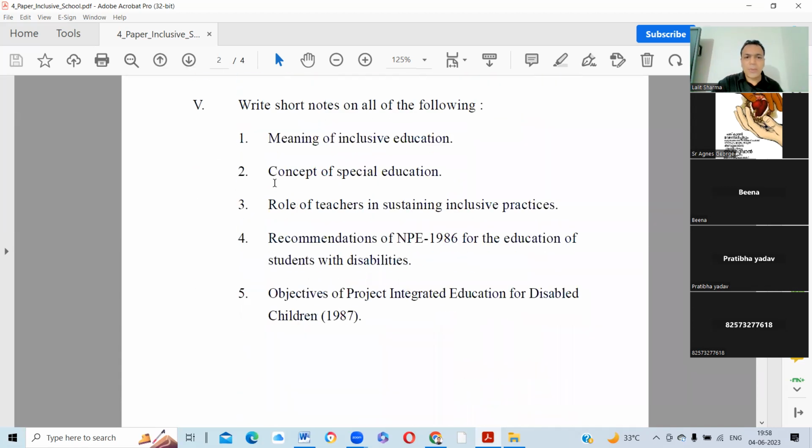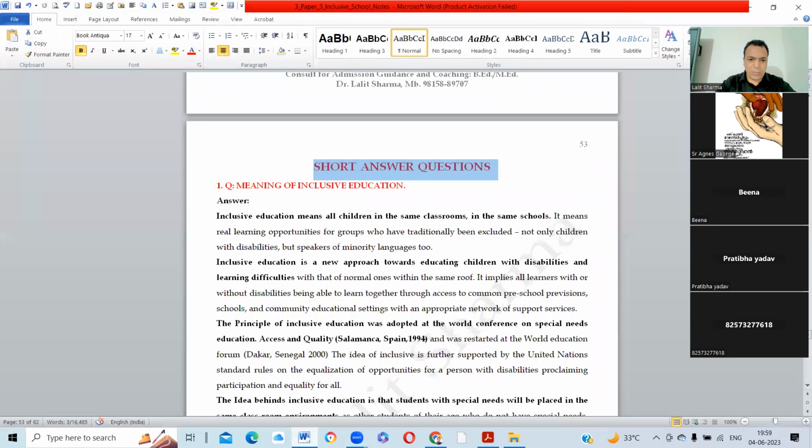Now short answers, what are the short answers? Meaning of inclusive education, it is cleared, है ना. Concept of special education, role of a teacher in sustaining inclusive practices, ये देखो ये भी हो गया covered. Recommendations of NPE, objective of IEDC, right? So now we move to our notes.